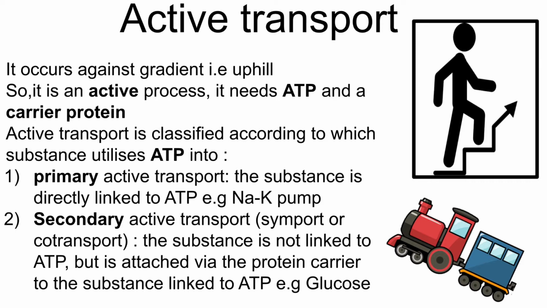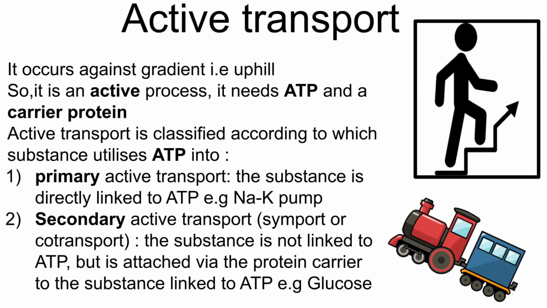The chain connecting the train to the cart represents the carrier protein. Note, if the train stops ascending, the cart will also stop. So, blocking the primary active transport will in turn block the secondary active transport.